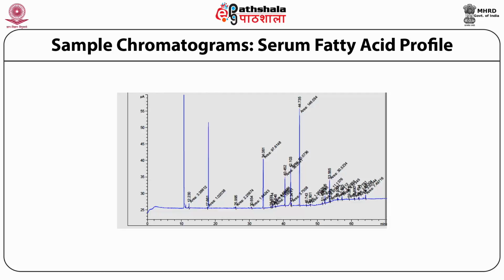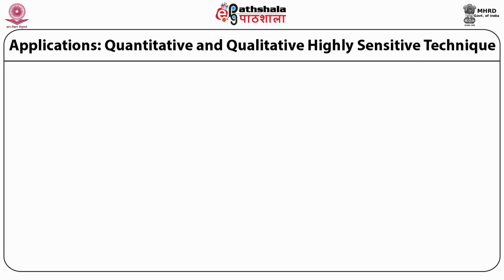And for fatty acid analysis as FAMEs or as methyl esters, the detector used is the most widely used, the flame ionization detector. Now, the applications of gas chromatography, as we said, have a very wide range, and these can be either quantitative or qualitative. And because of the many types of columns and detectors available, because this is a highly sensitive technique, it is used across many industries as well as for research and academia.